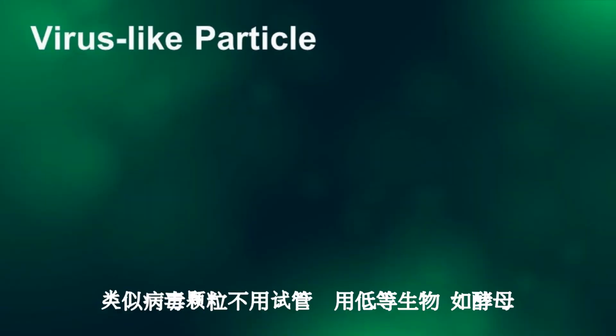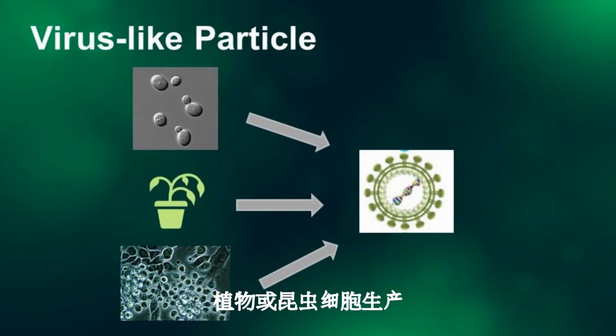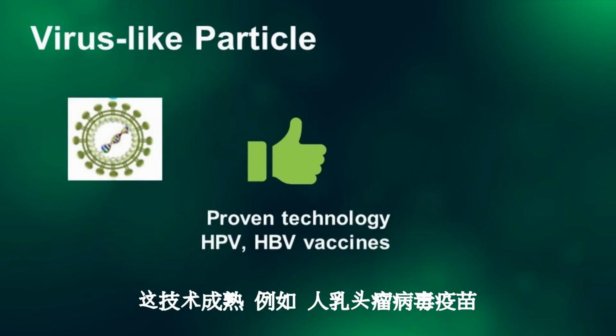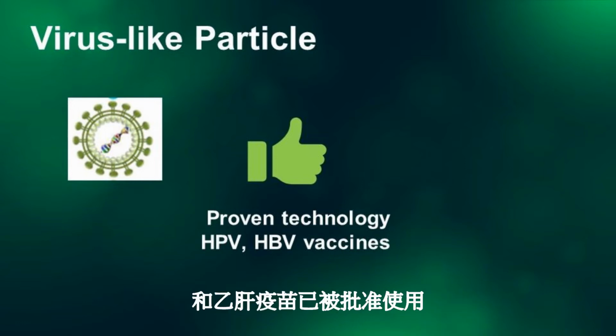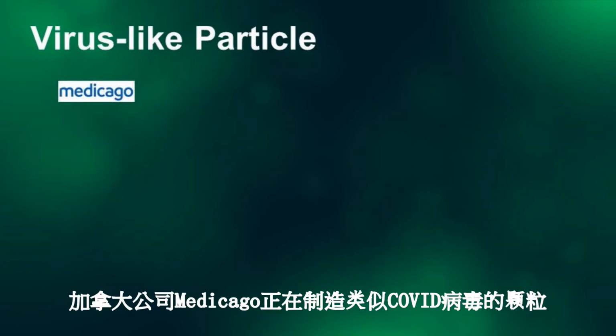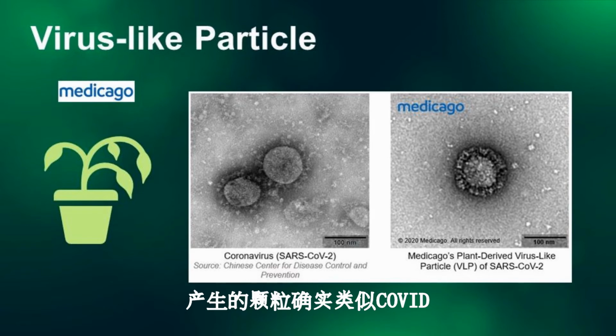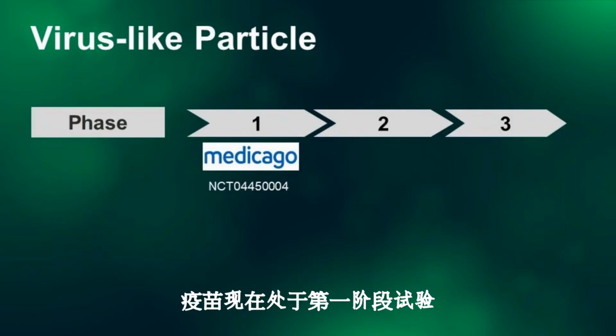Virus-like particles are assembled in lower organisms such as yeast cells, plant cells, or insect cells, as opposed to test tubes. It's a proven technology. For example, the human papillomavirus vaccine and hepatitis B vaccine are virus-like particles approved for commercial use. However, virus-like particles are difficult to produce. Medicago, a Canadian company, is making a COVID virus-like particle and using plants as incubators. The particles they produce do resemble the COVID virus. The vaccine is now in phase 1.